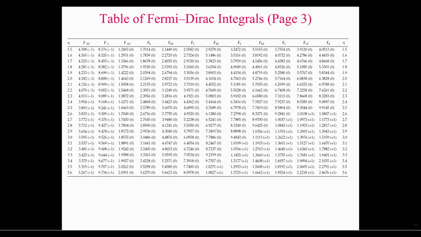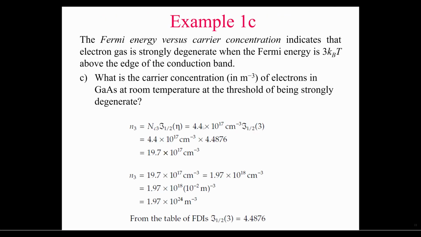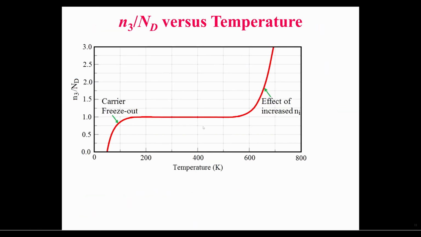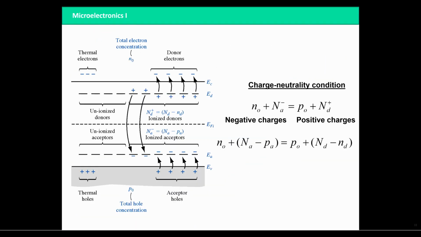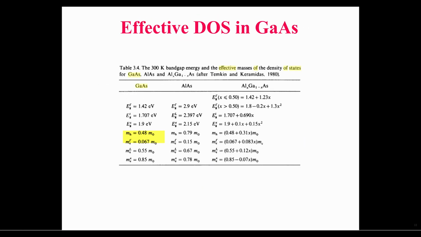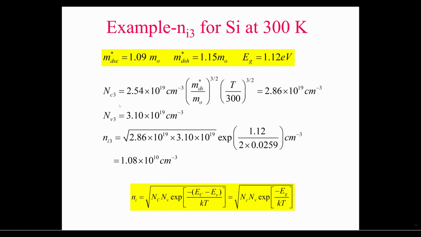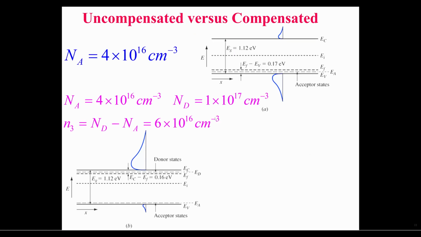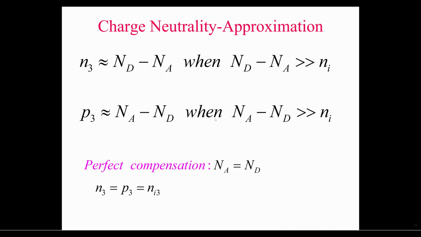This is the one. Let me check back how to get 4.47 for gallium arsenide. Is it given in the table or not? If it's not given in the table, let's see. Is it something like this here that you have to calculate? This is for silicon. There, 4.4 times 10 to the power 17 cm here. This is the equation that they put in here. They calculated 10 to the power 17.